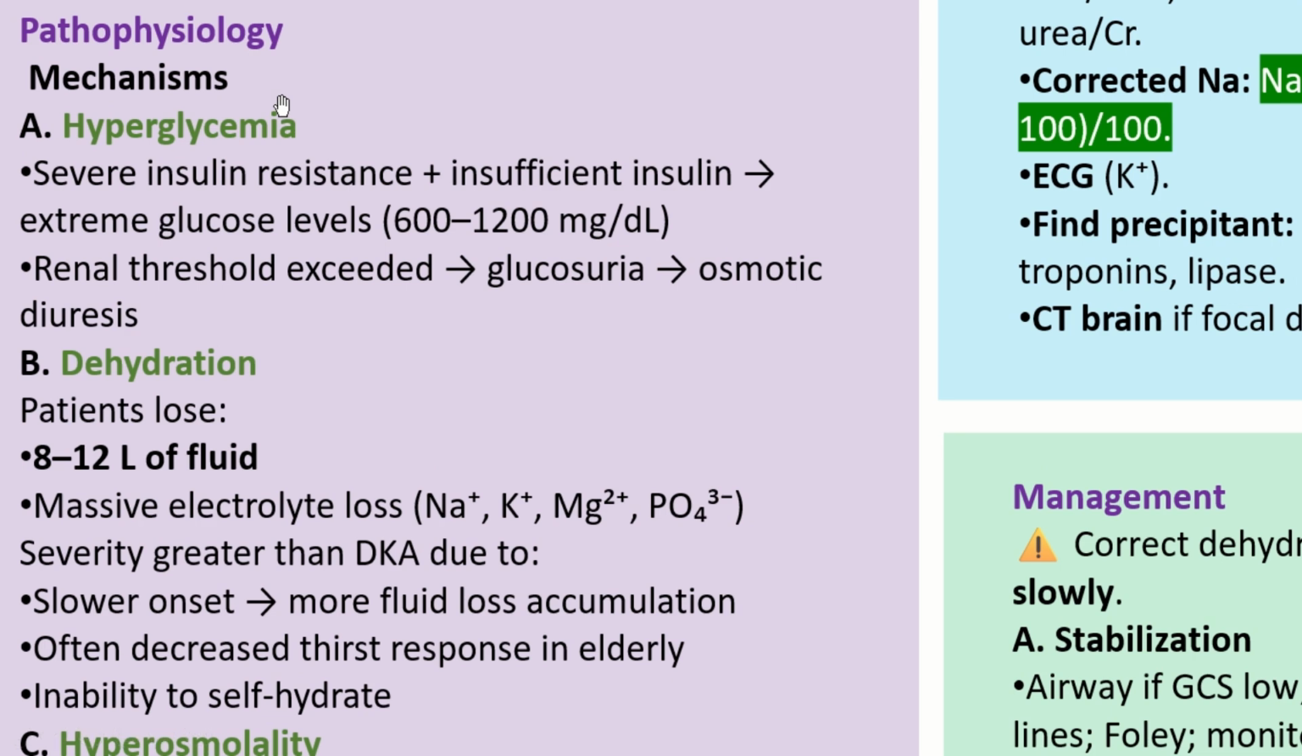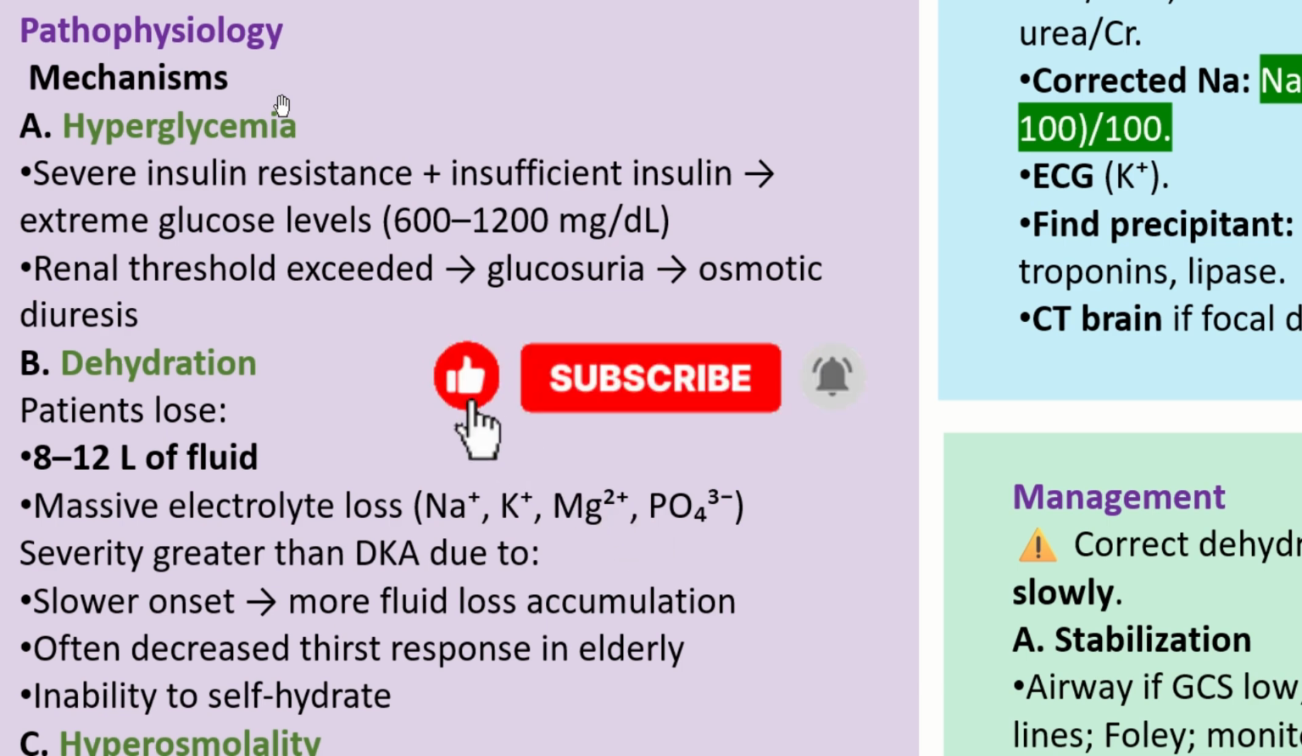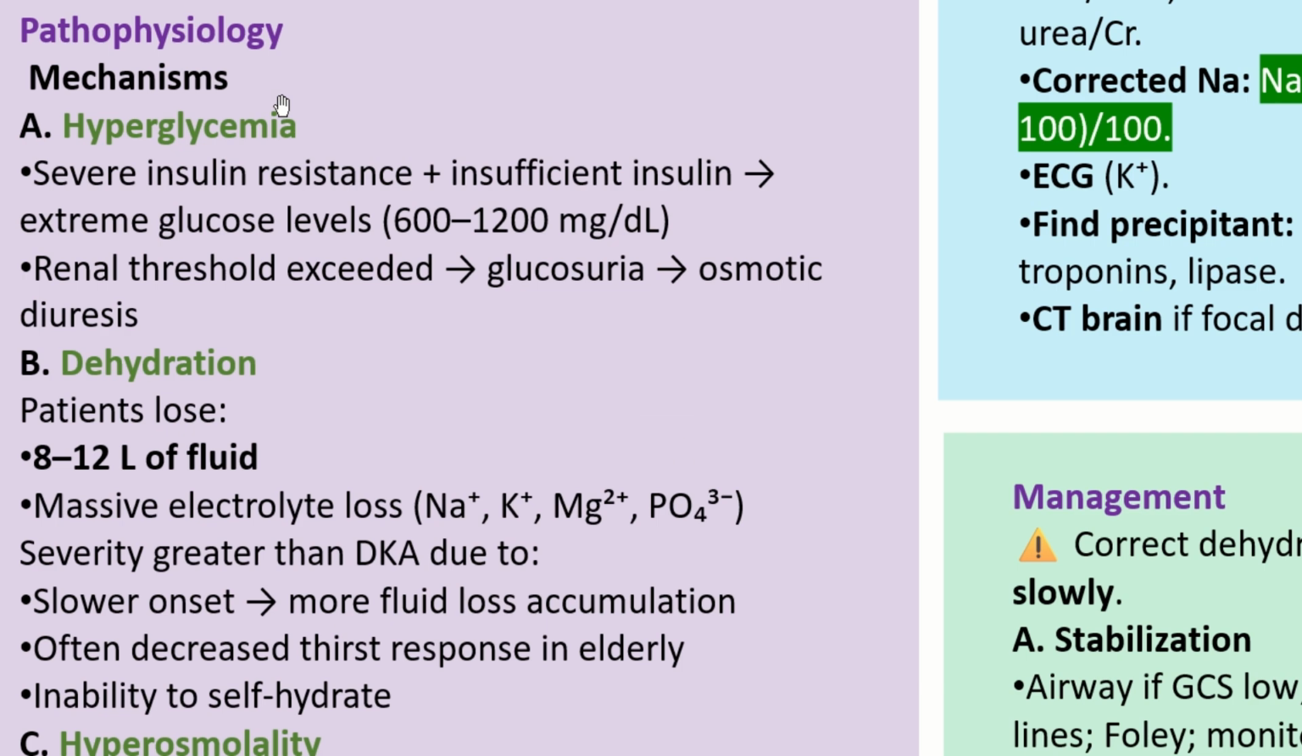hyperglycemia, and this is going to come from severe insulin resistance or insufficient insulin, because as type 2 diabetes evolves, sometimes because of this continued hyperglycemia, the beta cells of the pancreas work harder. As they work harder, they die faster, and this is going to later cause insulin deficiency, but that began as a resistance. And then we will have a rise in the glucose levels, and this can go as high as 600 to 1,200 milligrams per deciliter. So it's very difficult to find someone having HHS with blood glucose levels less than 600.